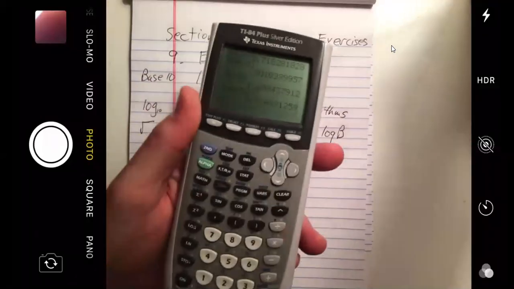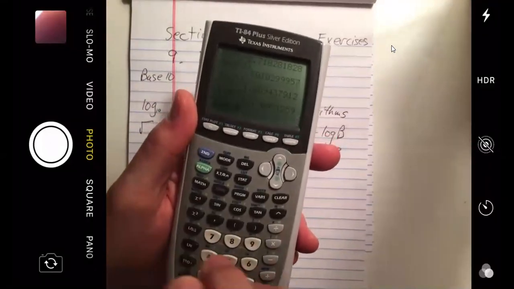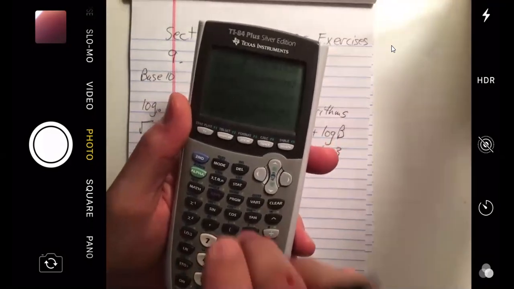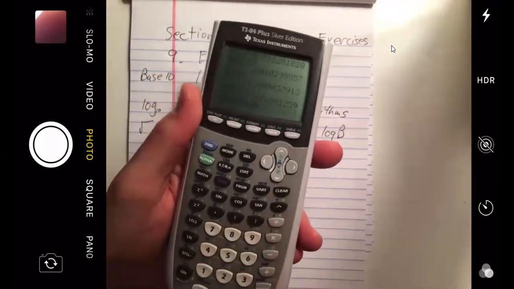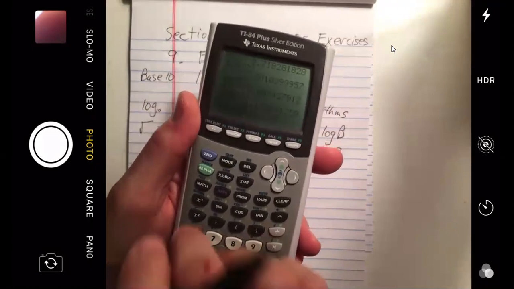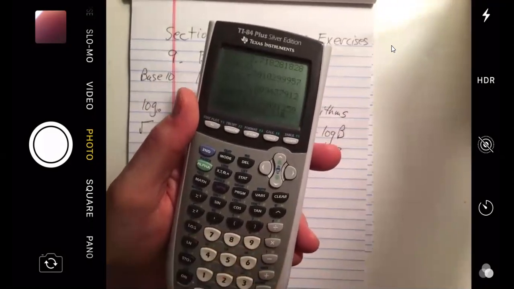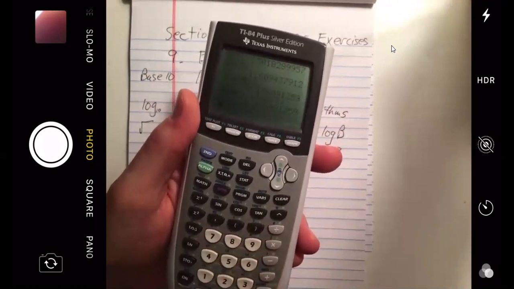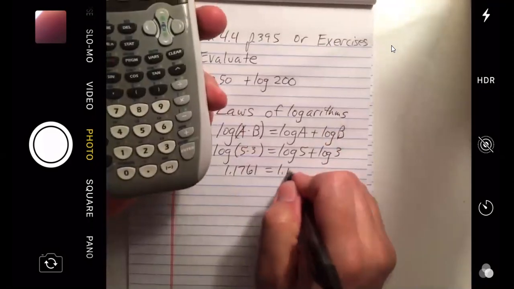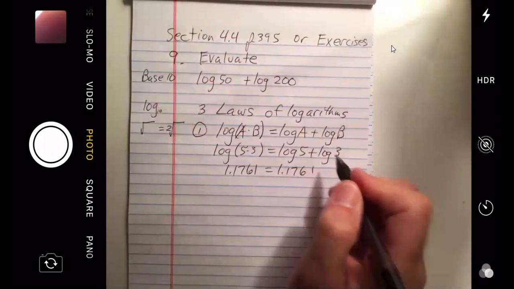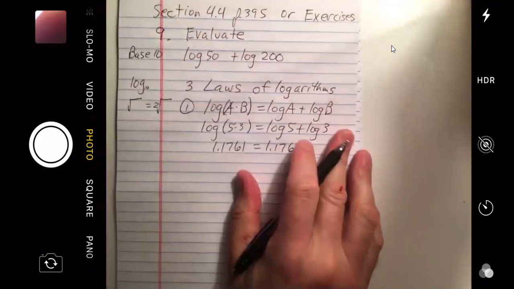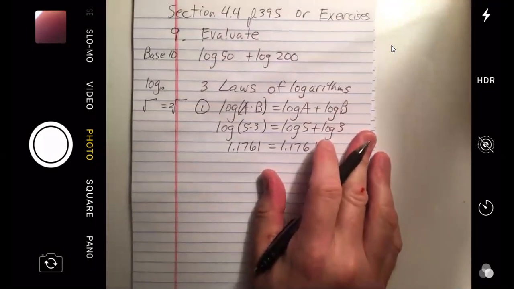And if I punch it, log 5 add log 3, same identical answer: 1.761. All right, maybe if you see that one, I won't have to punch the others to convince you.